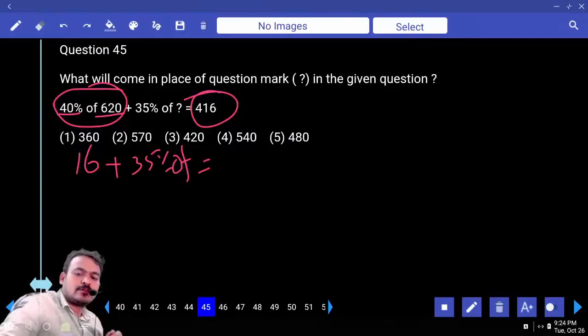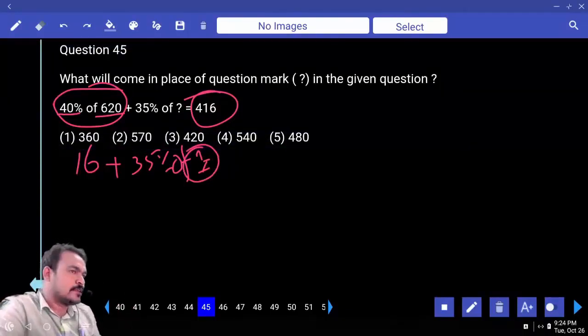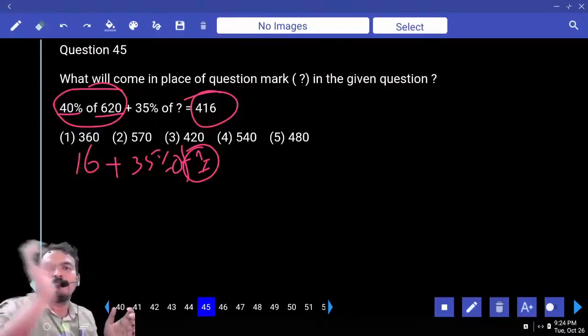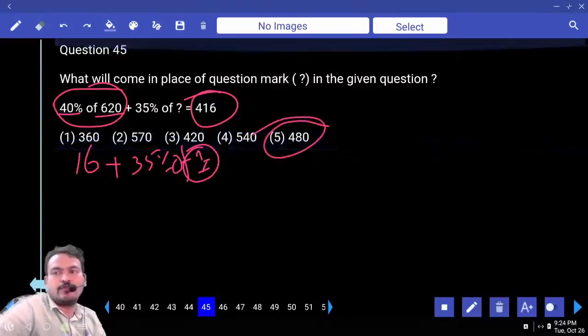Okay. Means question mark is also a multiple of which one? 16. Left hand side is a 16 multiple, right hand side is also a 16 multiple, means question mark must be a multiple of 16. How many options are 16 multiples? Only one. Which option? Fifth one, or not?